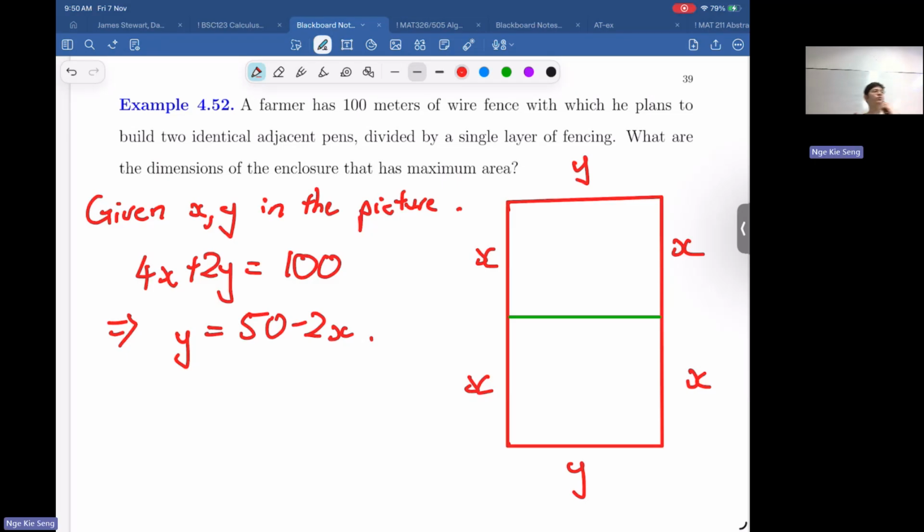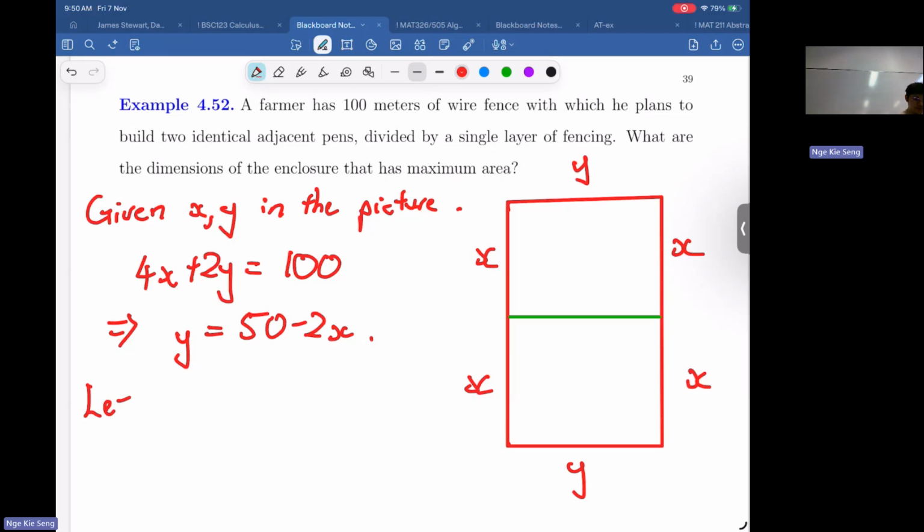So in real life, what do you do? Maybe you build a fence and then you compute area. You build a pen, compute area, and then you compare which one is the largest. But this is very inefficient. The more efficient way is to use derivative, so we can use derivative to do it.